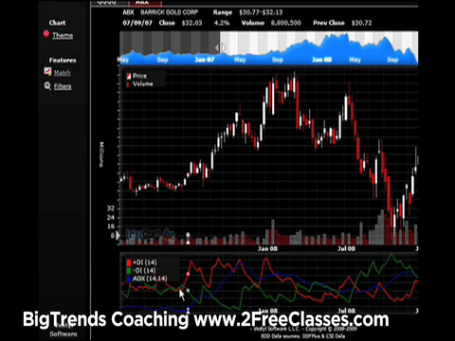So people typically trade the crosses in this particular index. The crosses, when DMI positive crosses above DMI minus, that's a bullish trigger. Conversely, when DMI minus crosses above DMI positive, that's a bearish signal.